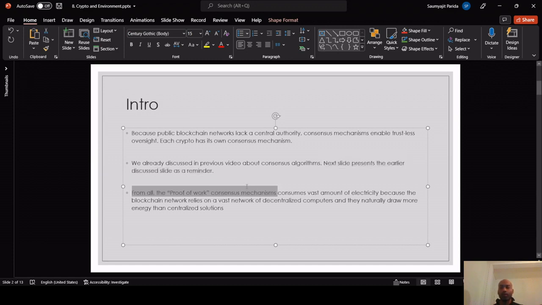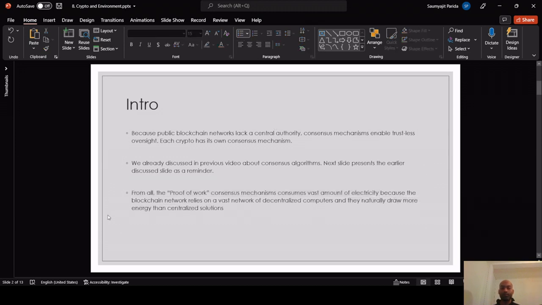The proof of work consensus mechanism consumes a vast amount of electricity. We already discussed that. It requires a lot of guessing work, so it requires a lot of computational power, and naturally they draw more energy than centralized solutions.